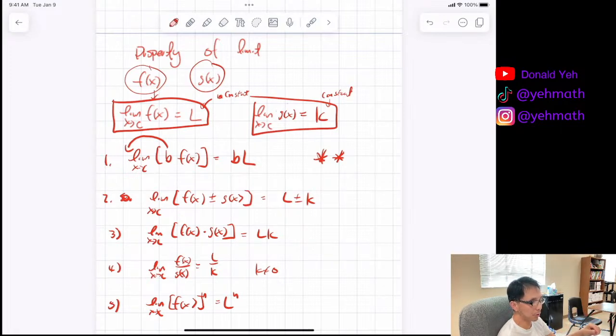Now, if that's true, then we can take the b outside the limit, so it becomes bL. Remember, a constant you can take outside the limit. An expression you cannot. So if you have the limit of x, you cannot take x in front of the limit. But if it's the limit of 2x, you can take the 2 in front of the limit. Does that make sense? A constant can be brought outside the limit, not an expression, not an x or y or z.